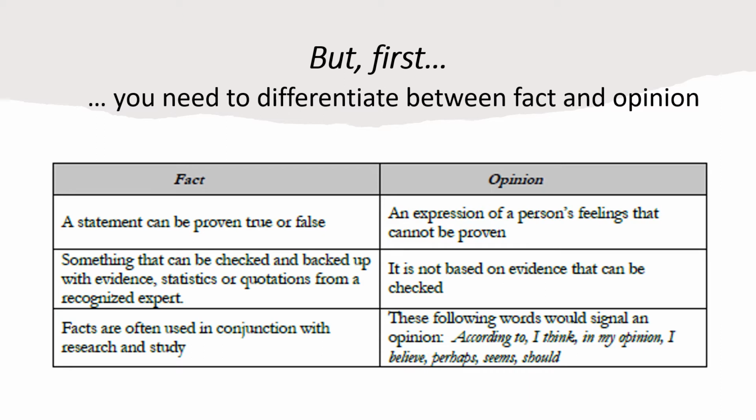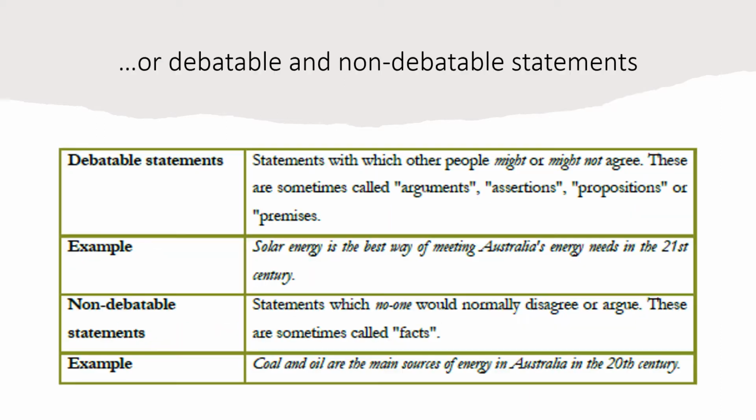And then we have certain words that signal it is an opinion, for example, according to, I think, in my opinion, I believe. It is also important to differentiate between debatable and non-debatable statements. Something that's debatable is persuasive or opinion. These are statements which people might agree or disagree with. So these are sometimes called arguments, assertions, or propositions.